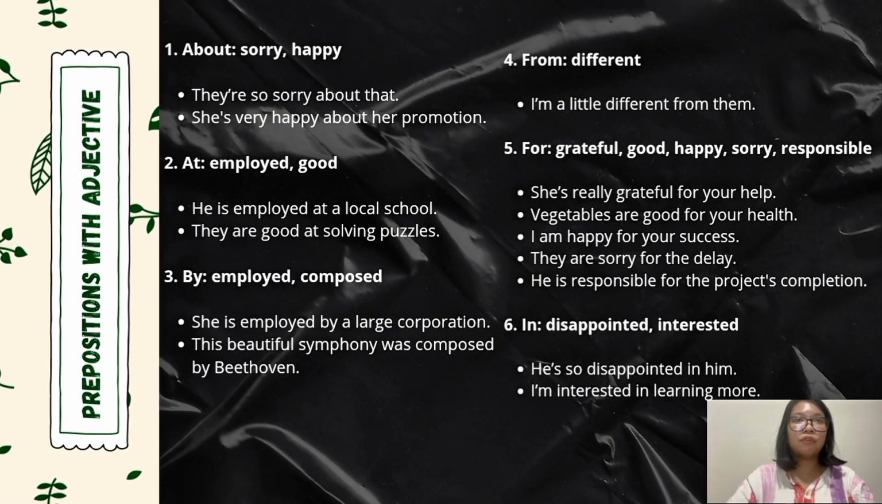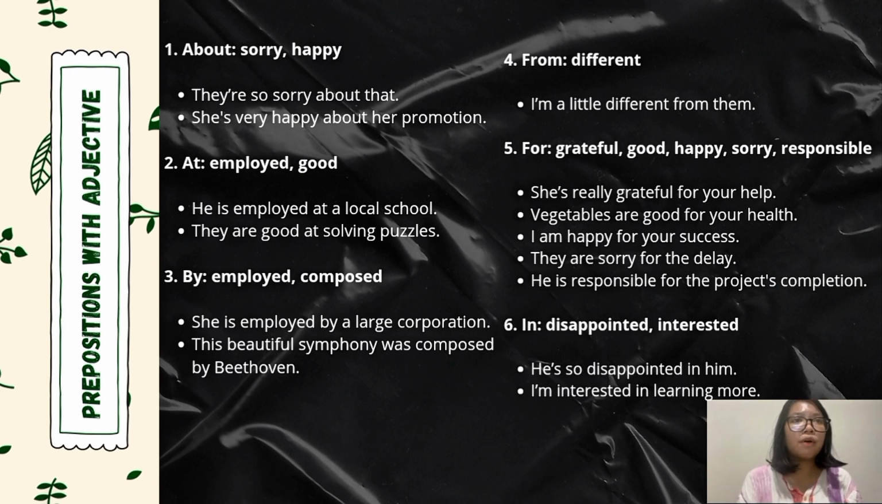Prepositions with adjectives. 1. About is used with sorry and happy. They are so sorry about that. She is very happy about her promotion. 2. At is used with employed and good. He is employed at a local school. They are good at solving puzzles. 3. By is used with employed and composed. She is employed by a large corporation. This beautiful symphony was composed by Beethoven.